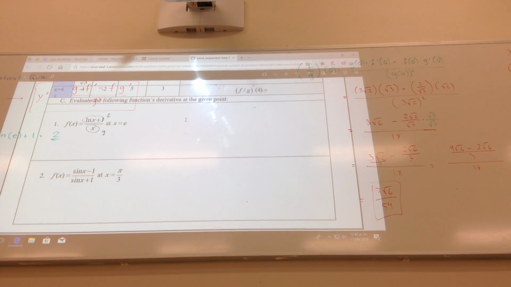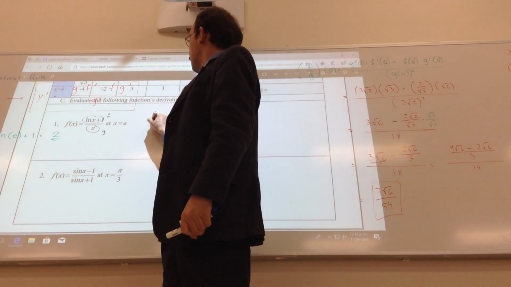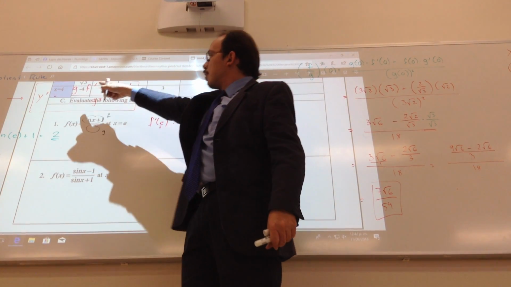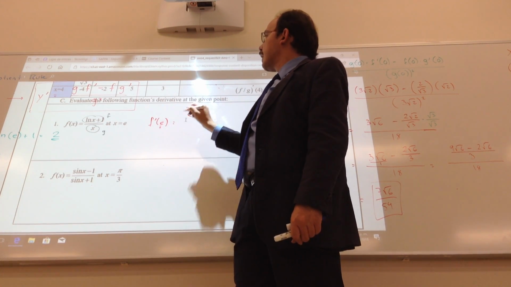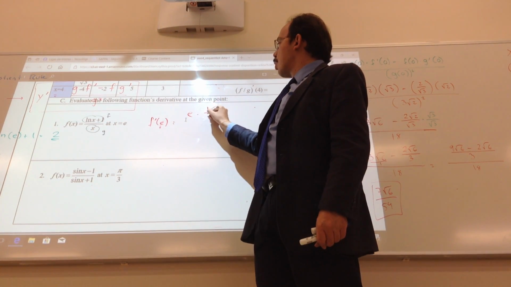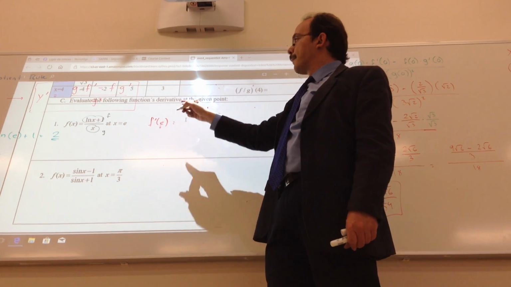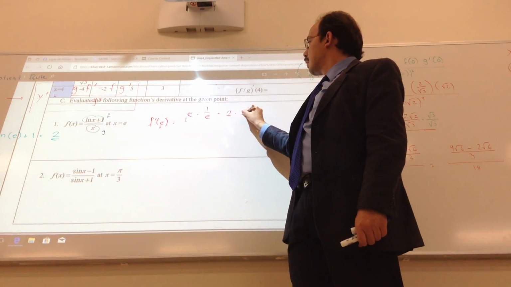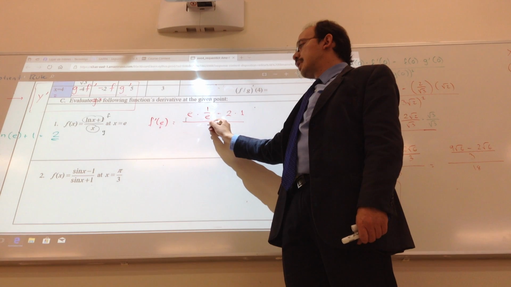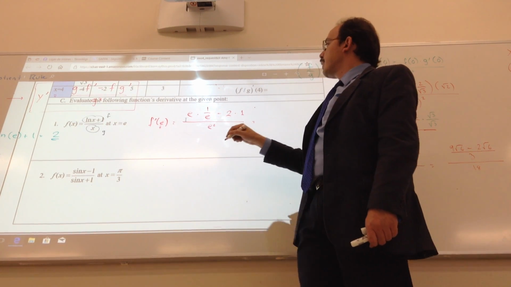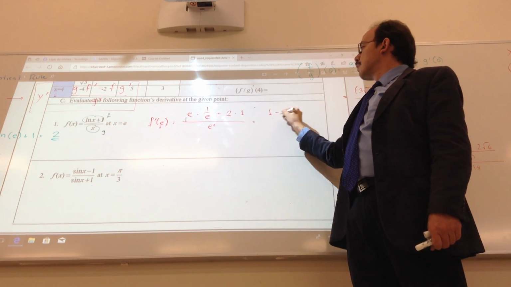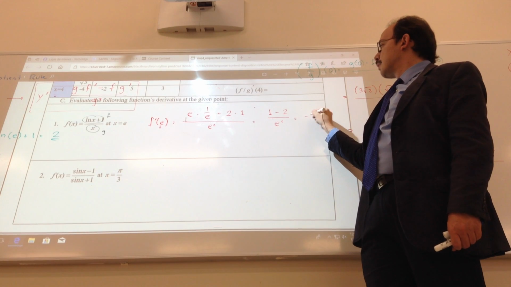What do we do? Fill in the formula directly. So now my derivative, f prime of e, is going to be g, which is e, times f prime, which is 1 over e, minus f, which is 2, times g prime, which is 1, over g squared, which is e squared. And then we simplify. E times 1 over e is 1, minus 2 times 1, so the answer is 1 minus 2 over e squared.